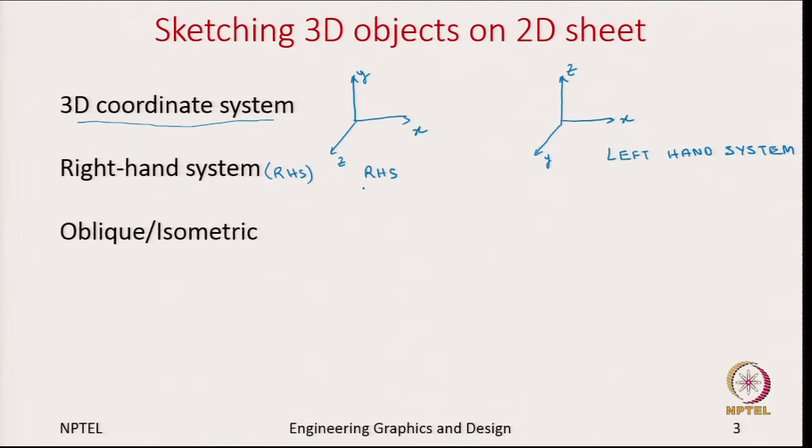Most often, especially in engineering, we follow the right hand system. You can always follow the left hand system, but the practice of the majority is the right hand system. So, in this course we will follow the right hand coordinate system. Okay. So, what we have now defined is a coordinate system.